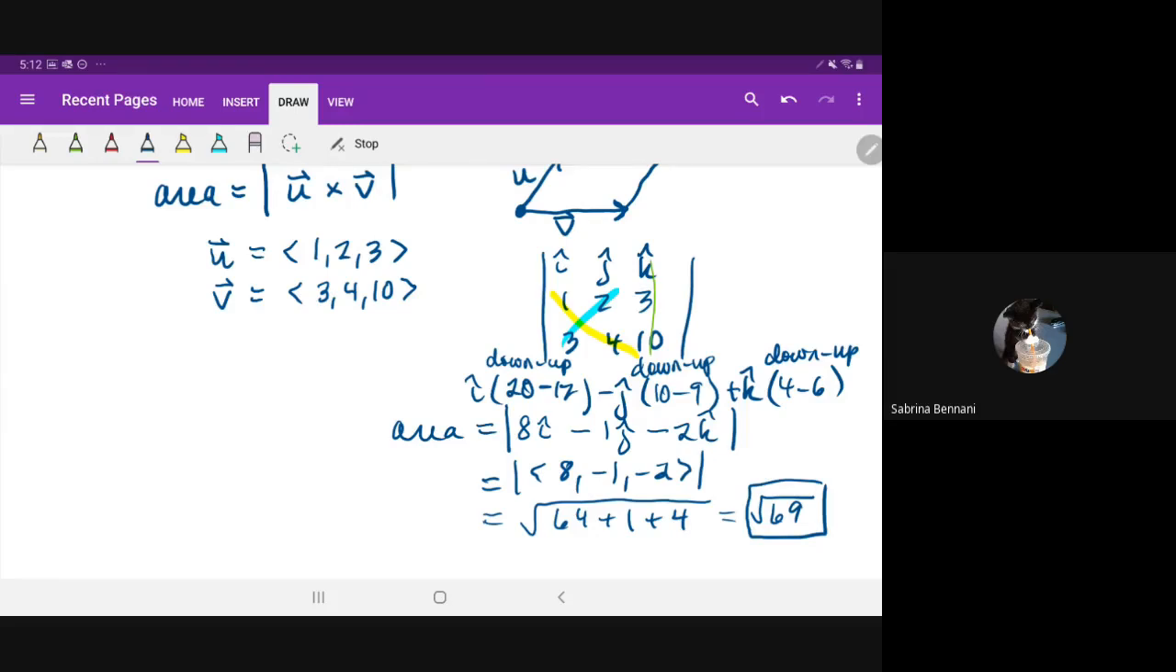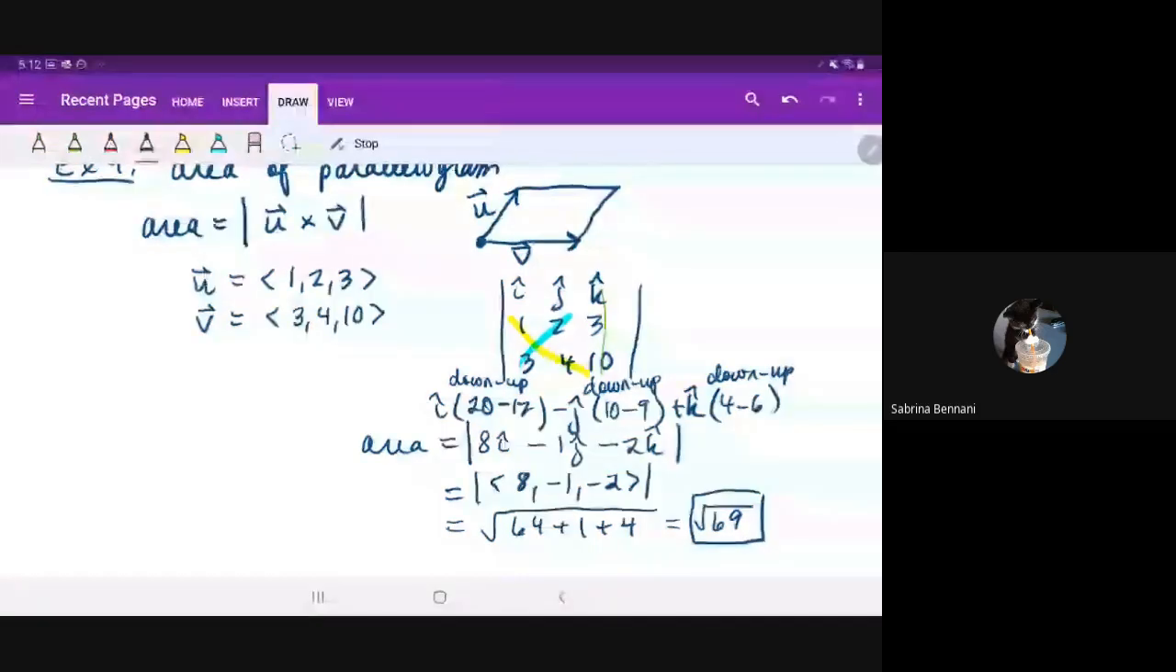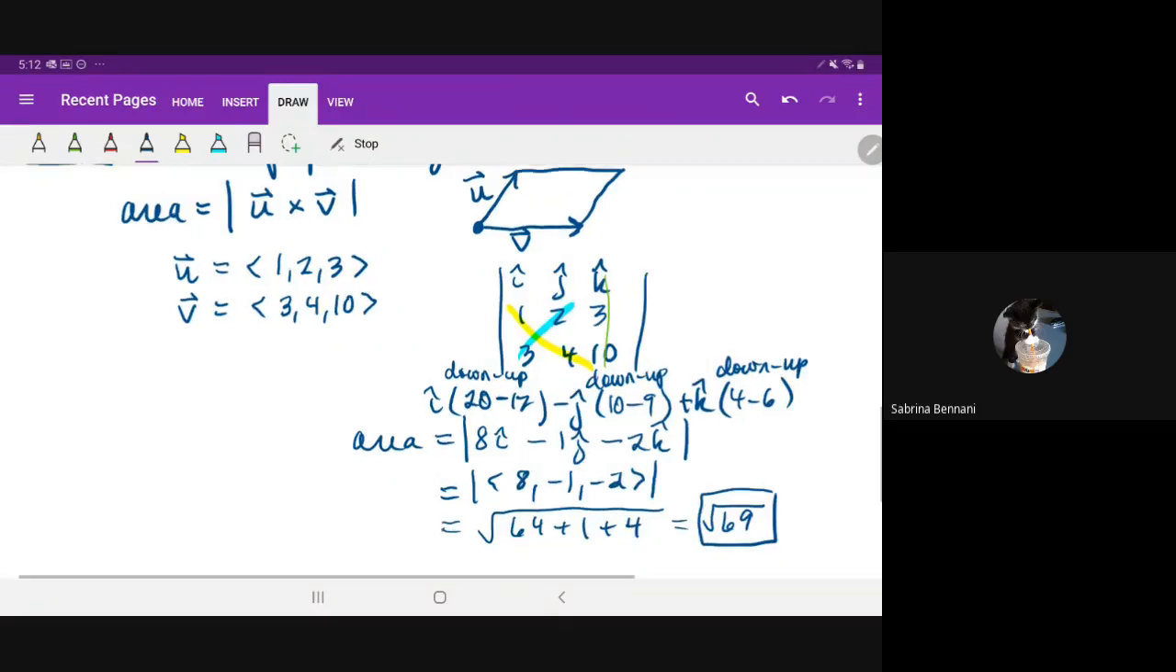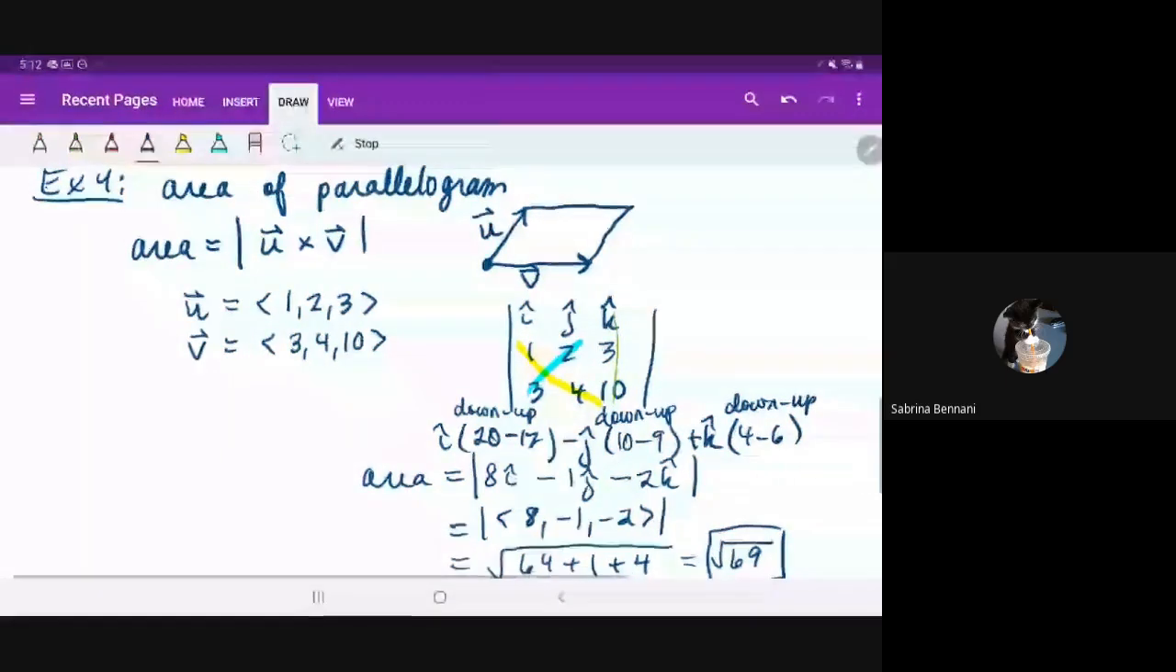Is it a triangle? It's not. It's a parallelogram. Okay, go Sabrina. Good job. Okay, you can speak too. Maybe you're the one who's speaking. Okay, but that's awesome.